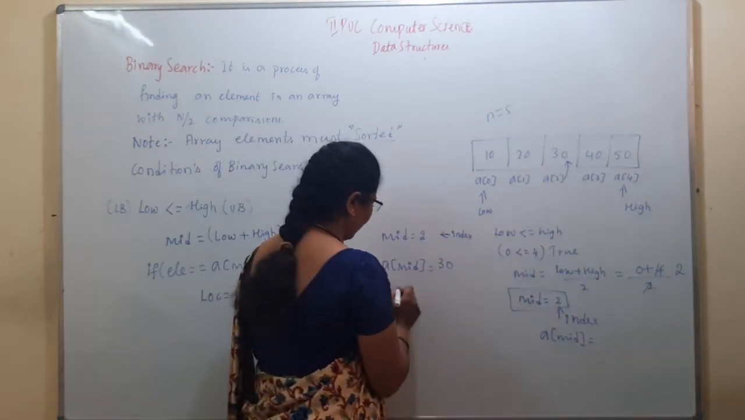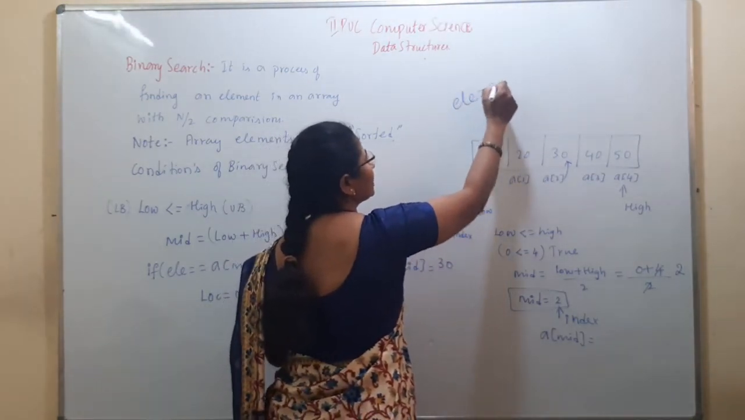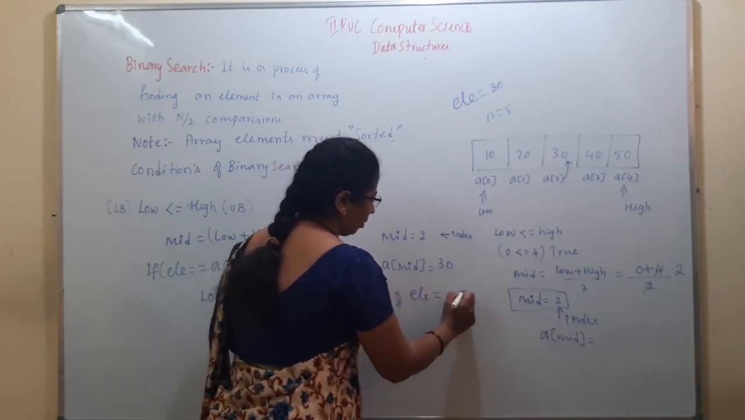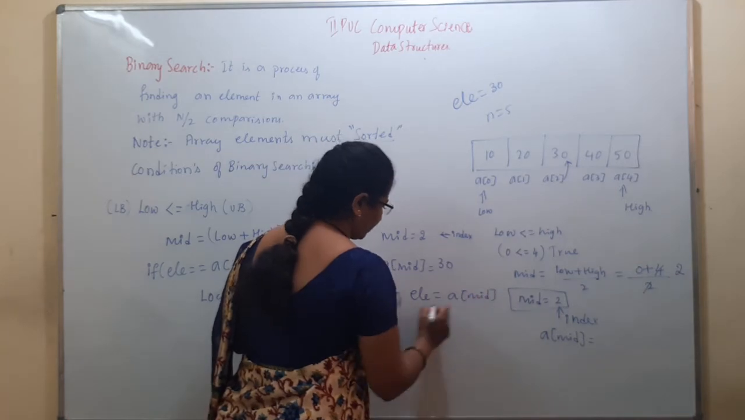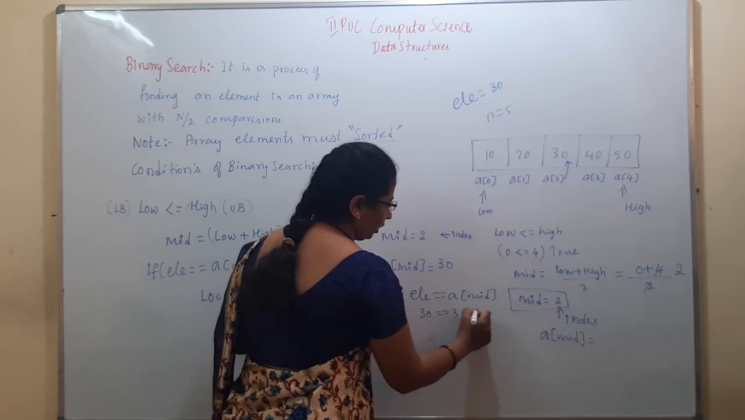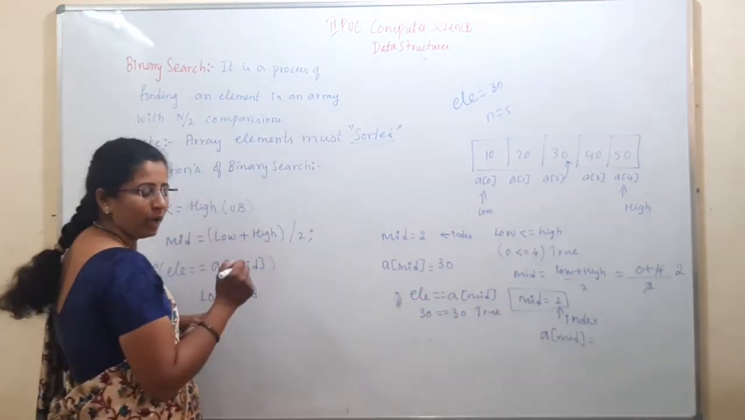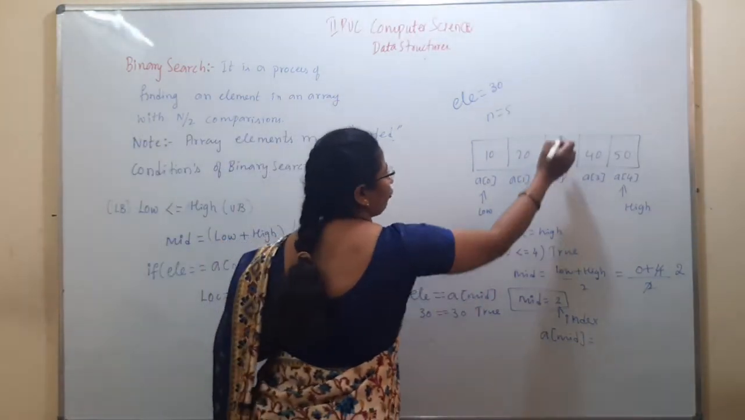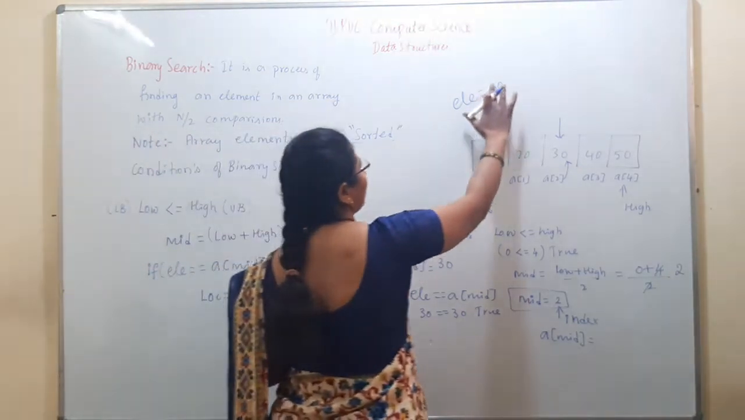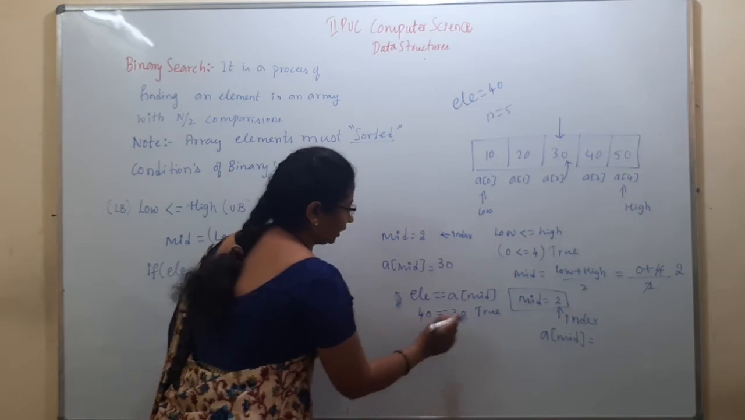If my searching value is equal to the mid element, suppose my searching element is 30, then the searching element is equal to A of mid. Yes, both are true. That means both values are equal. When the condition is true, change the location equal to mid value. Then element 30 is found at location 2. Suppose my searching element is 40. Is 40 equal to 30?